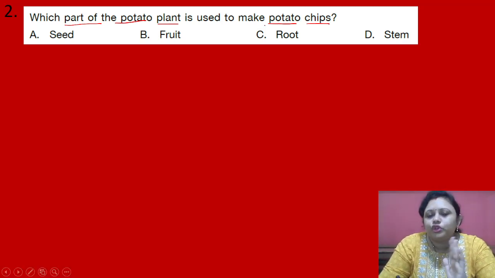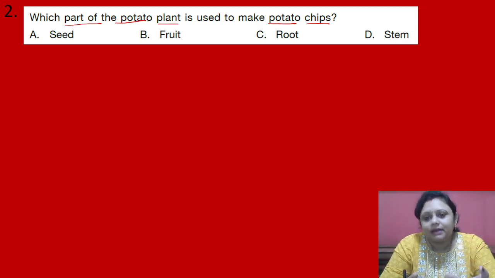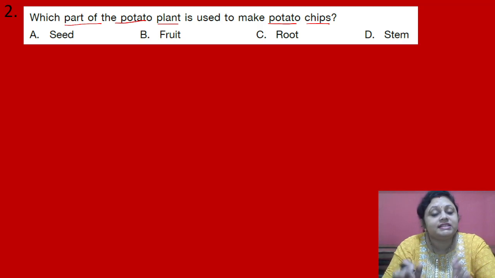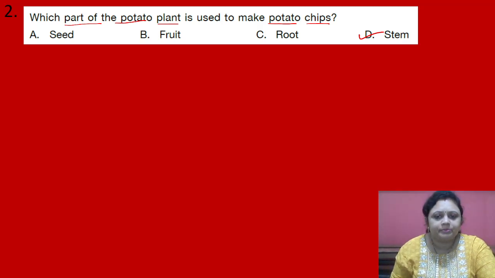We all like to eat potato chips, right? So from where are these potato chips made? They are made from potato. That is the potato you must have seen, right? What is that potato called? It is the stem of the plant. So here the correct answer is option D, that is stem.